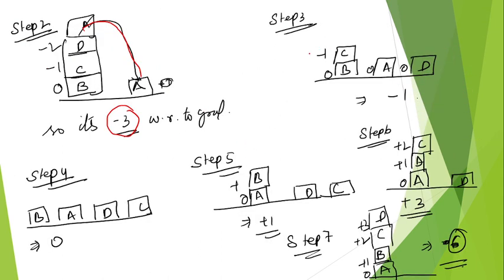Now step 3. What have I done? I brought A down. I have brought D here. So what happened? Minus 0 plus this becomes minus 1. This is also minus 1 because A comes here, this D also. Before D there is nothing. 0, before A is 0, before B 0, after that minus 1. So this becomes minus 1. So with respect to minus 6, minus 1 is good. We are moving up.